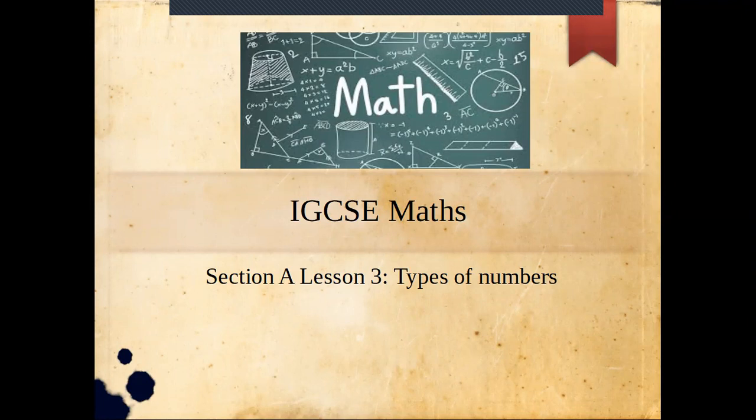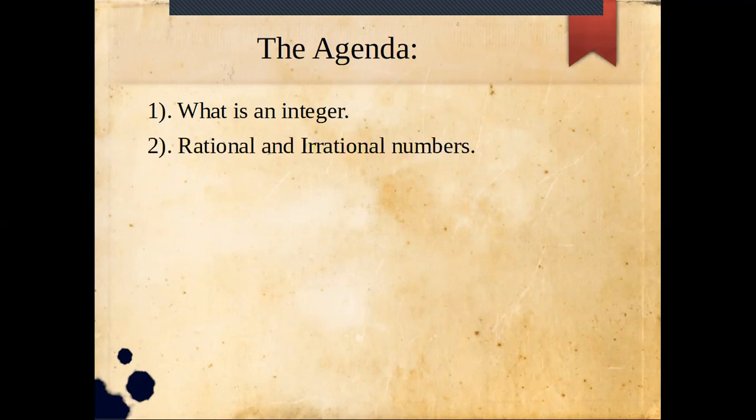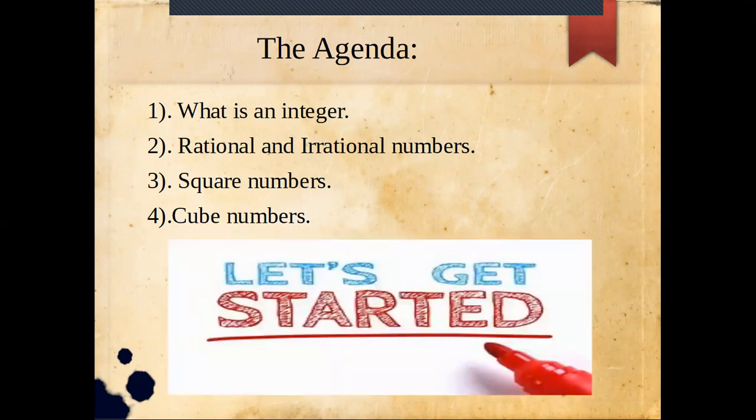Today we're looking at Section A, Lesson 3, Types of Numbers. So, today's agenda. First of all, we're looking at what is an integer. Next, we'll look at rational and irrational numbers. Then we'll look at square numbers. Then we'll look at cube numbers. So, let's get started.